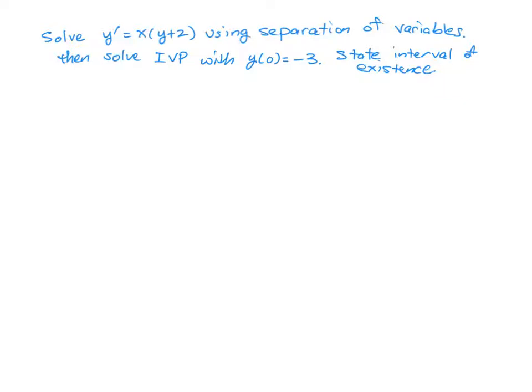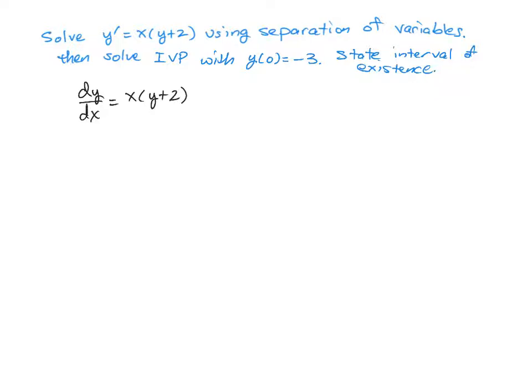Okay, so for this problem, we want to solve it using separation of variables. By far the most important part of this problem is to understand the role between the dependent and independent variable. Because we see a y prime, we know that y is dependent, and therefore the x must be the independent. So the first step is to always rewrite this as dy/dx in place of y prime equals x times y plus 2.